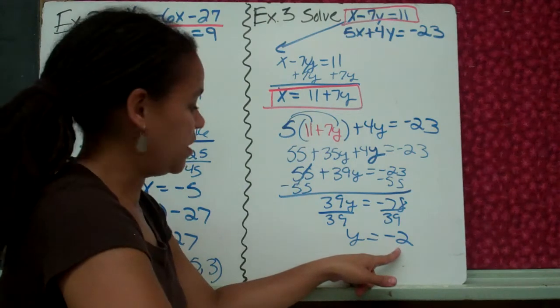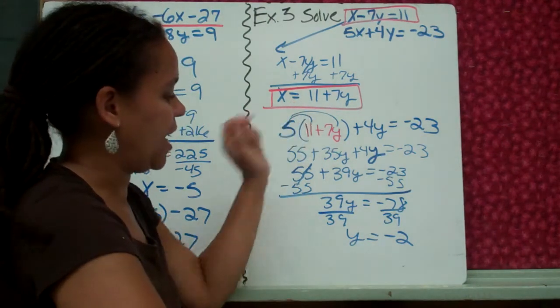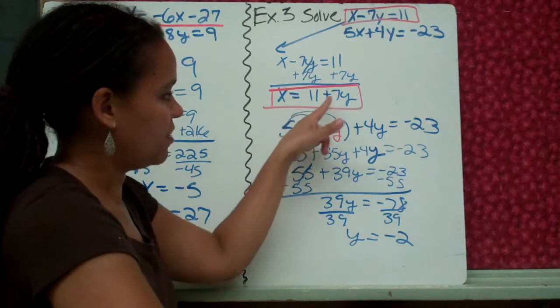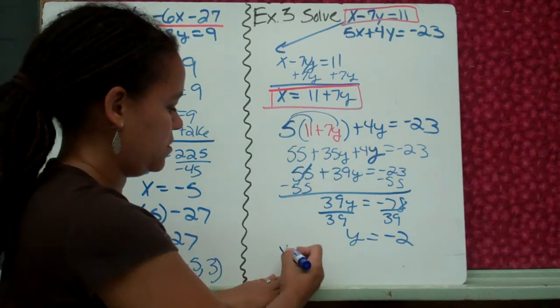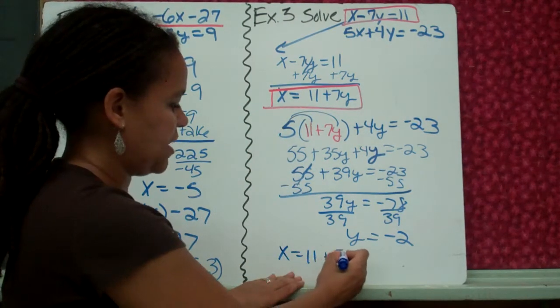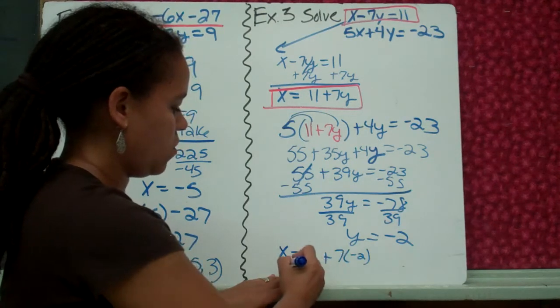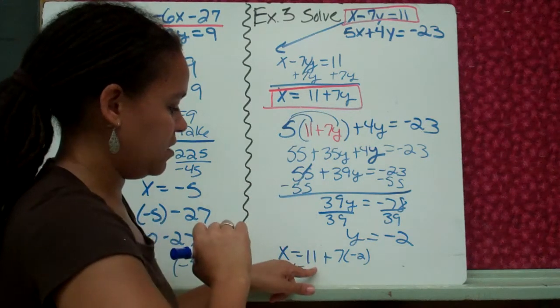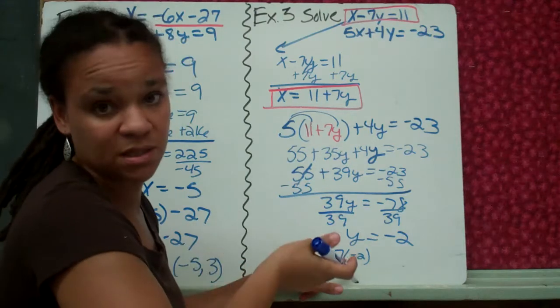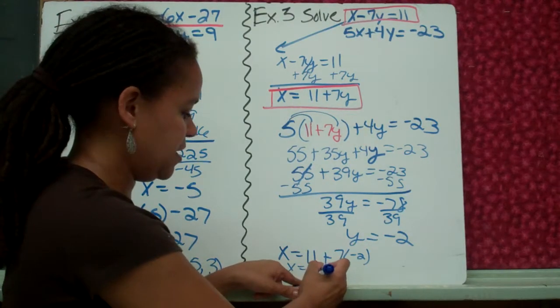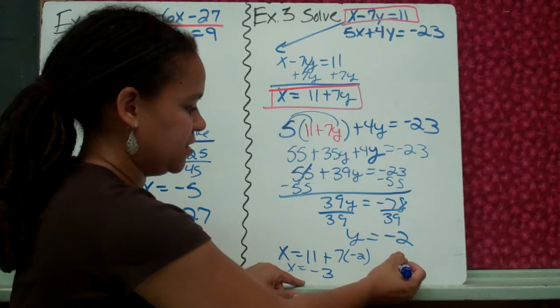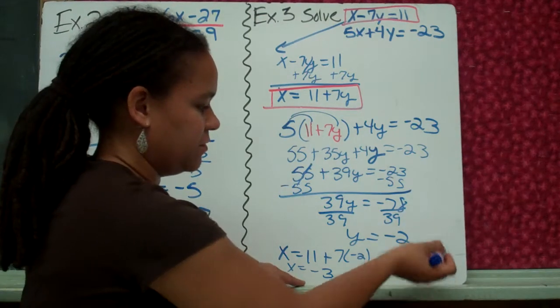So negative 2 is our y, and we need to plug it back into x to figure out x. So 11 plus 7 times negative 2, or 11 plus negative 14, which means 11 minus 14, is going to be negative 3. Our final answer, negative 3, negative 2.